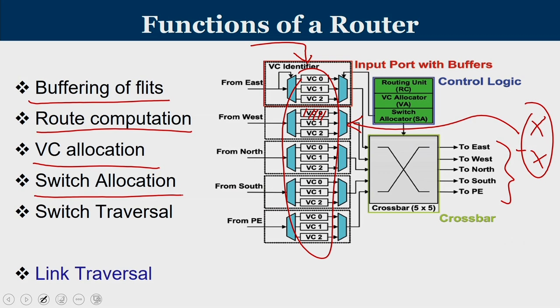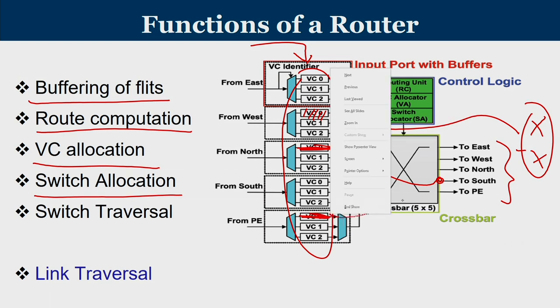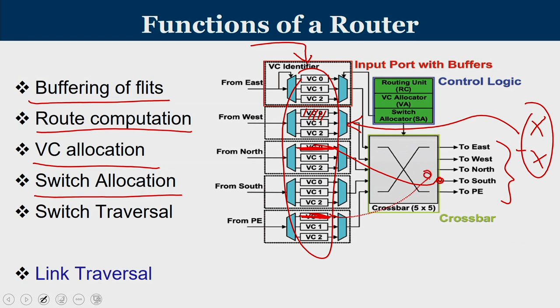Imagine that you have this particular flit which resides in VC0 and is looking for the south direction. Similarly, a flit in VC0 of the processing element also wants to move to the south direction. So, if two flits are trying for a common output port, then we need to resolve the conflict. One has to be picked. So, when multiple flits compete for the same output port, the winner is chosen by a switch allocation algorithm.